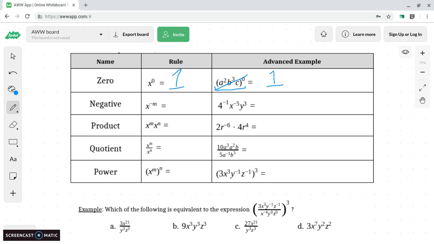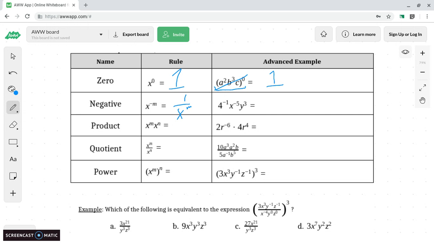For our second rule, we have the negative rule. For this one, whenever we have a negative exponent, we have to move it so it turns positive. So if it's in the top and it's negative, we have to move it to the bottom of the fraction. If it's in the bottom of the fraction and it's negative, we have to move it to the top. So for the rule, this would become 1 over x to a positive m, because when we moved it into the denominator, it turns positive.